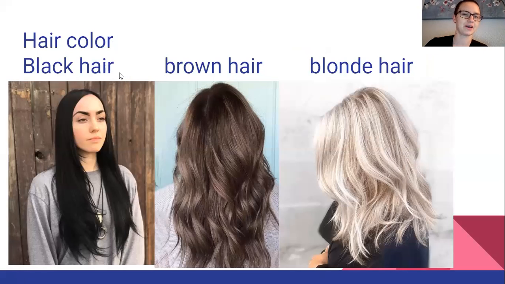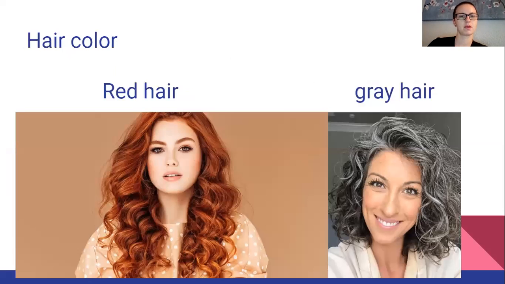So we have black hair, brown hair, brown hair, blonde hair, blonde hair. We got two more. Red hair, red hair, gray hair, gray hair. Now, one thing I'm going to say about red hair, it may look orange.